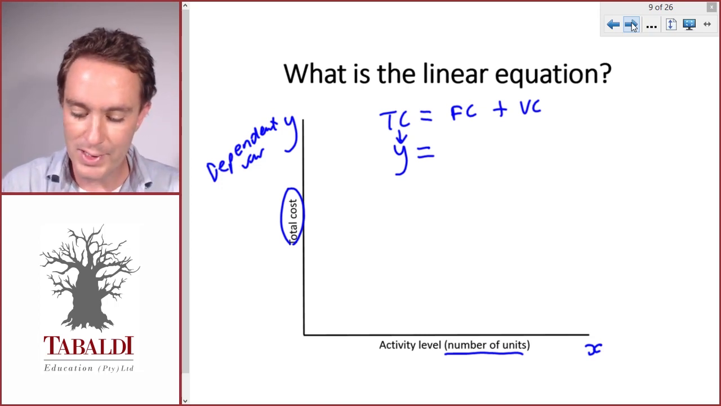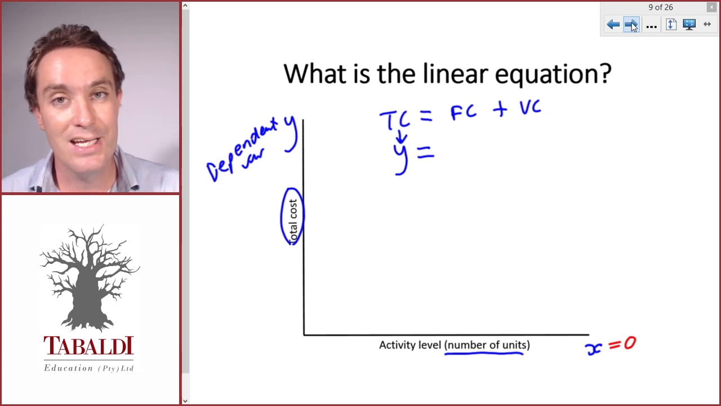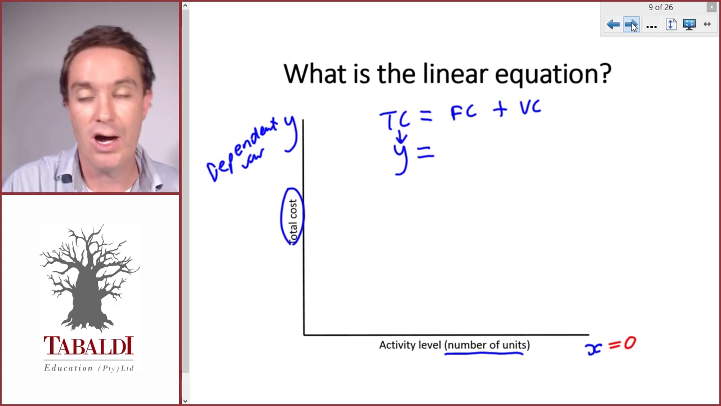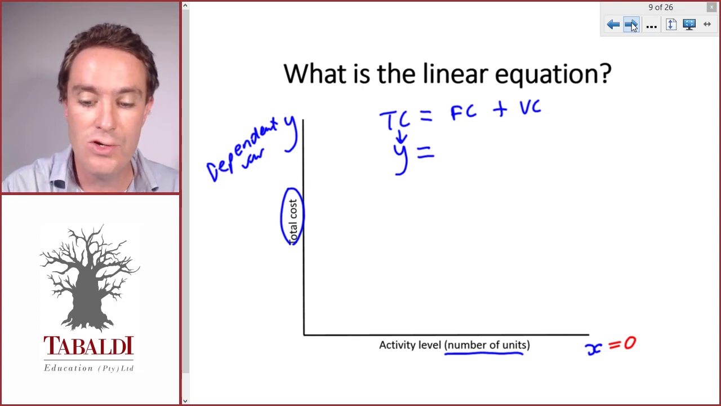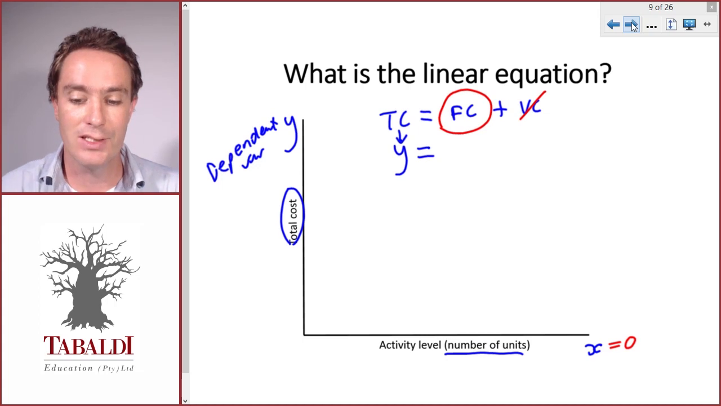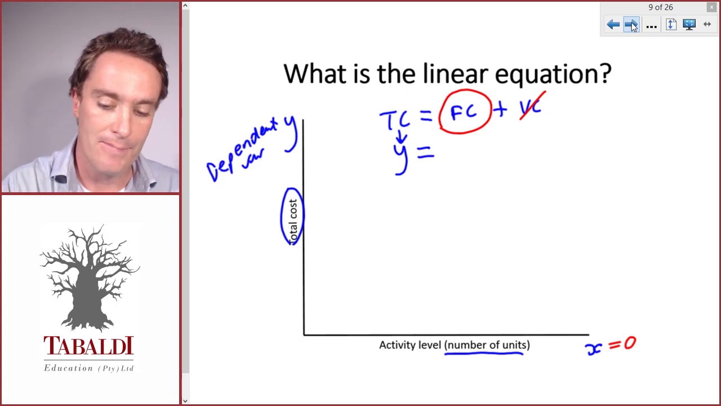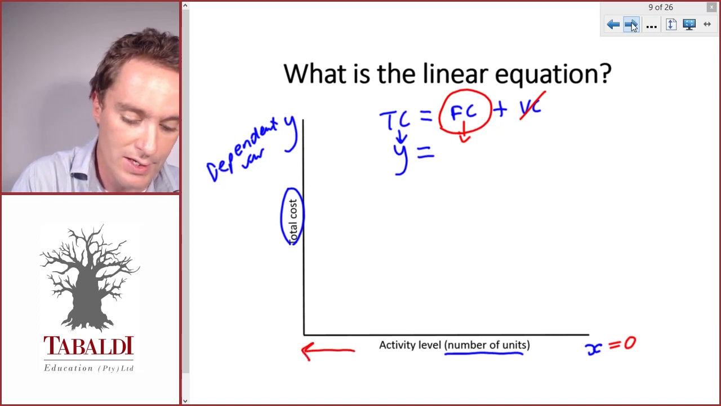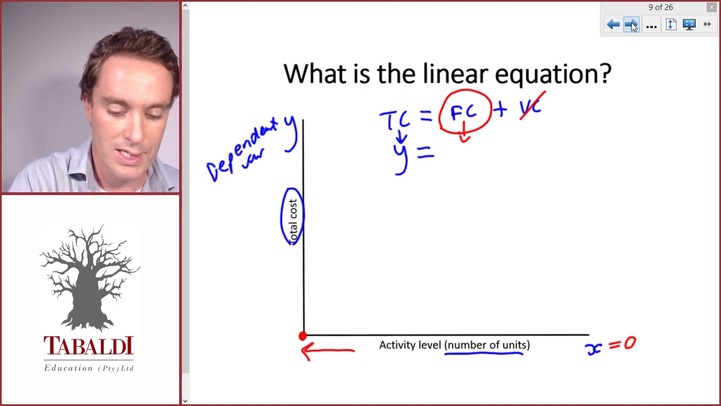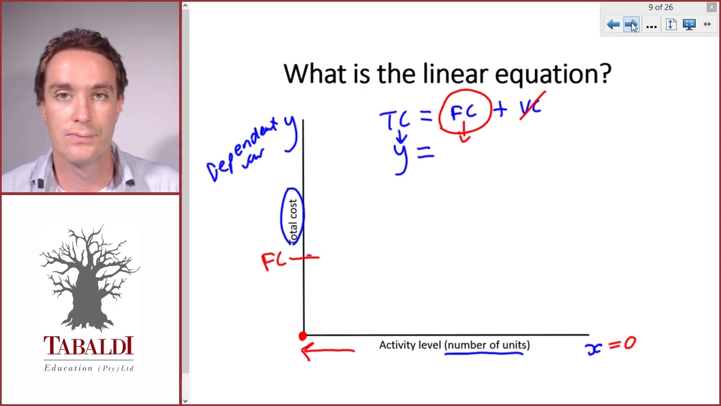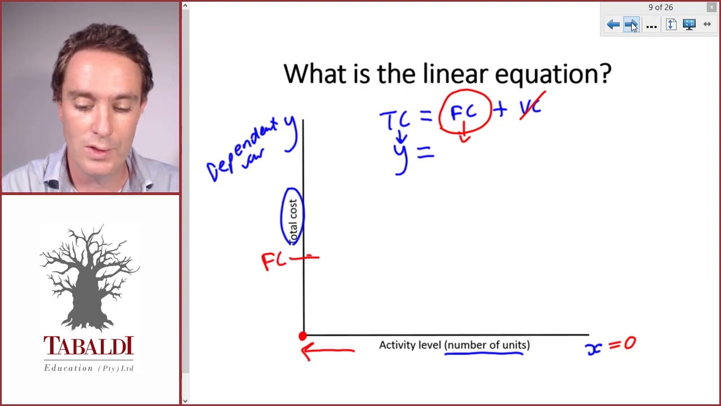So what happens if we don't make any units? So we don't manufacture anything. So in that case, we know our total cost will consist only of fixed costs. There won't be any variable costs since we didn't manufacture any units. So if we take the x all the way to 0 here, we'll see that our total cost will be simply our fixed costs. So y equals a.